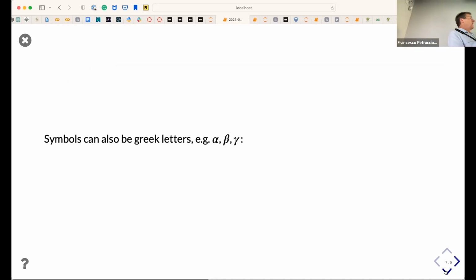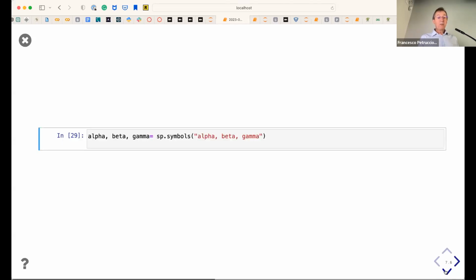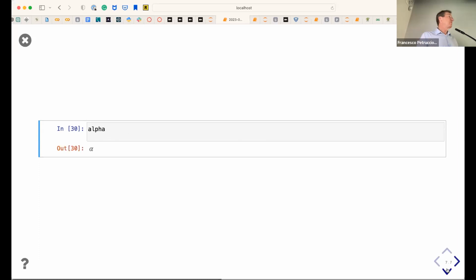The nice thing is that very often in mathematical expressions, be it physics, chemistry, medicine, maybe even economics, sometimes you need Greek letters, and you can do that as well. For instance, if you want to define your symbols as Greek letters, let's say alpha, beta, gamma, you just do sp.symbols alpha, beta, gamma, and if you check, for instance, alpha, you see alpha is a very nice Greek alpha. And you can check it for beta, for gamma, for whatever you want.